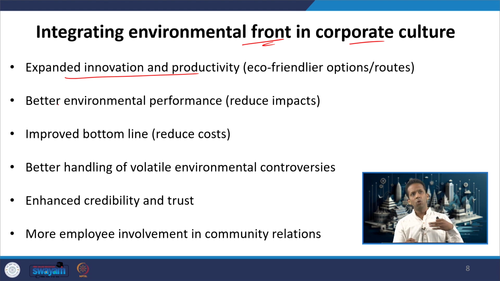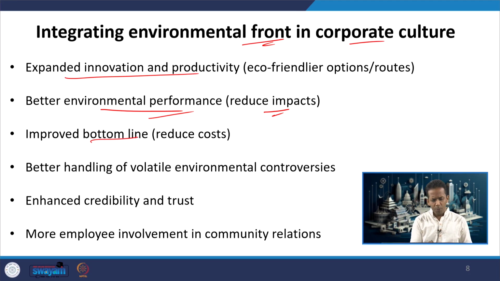In the course of achieving better environmental performance or reducing environmental impact, a company can think of integrating the environmental front, improved bottom line, which is basically reducing cost. Since profit is the main motive, any reduction in cost would add to revenue or profit. So, that is one intention, one motivation.